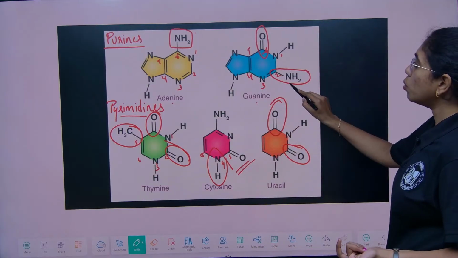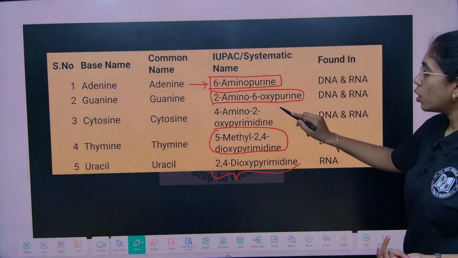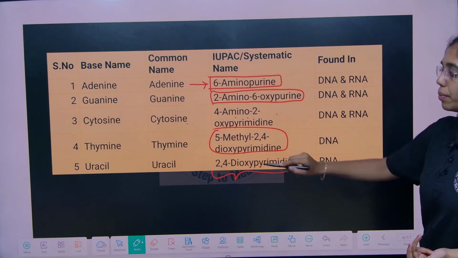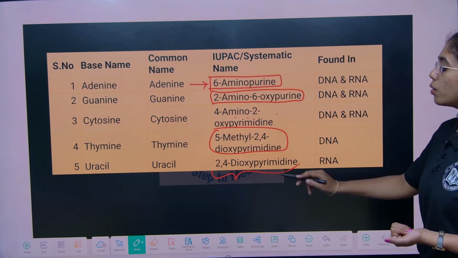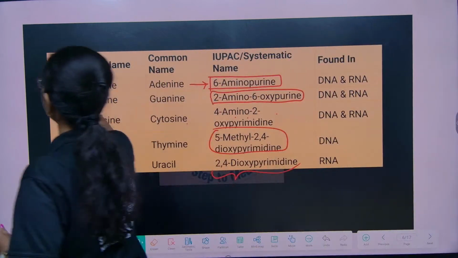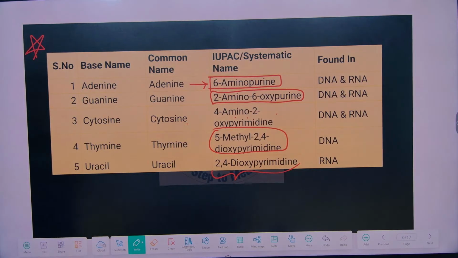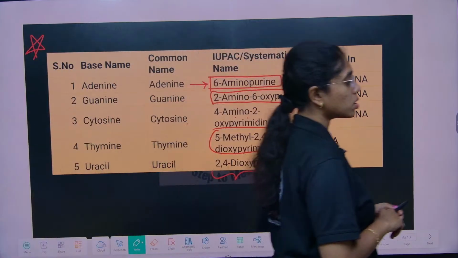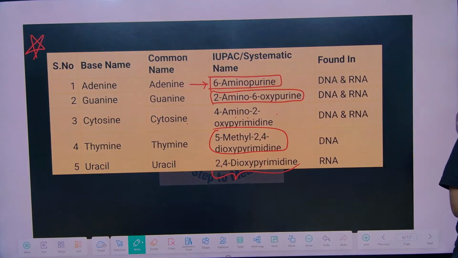Adenine is 6-aminopurine. Guanine is 2-amino-6-oxypurine. Cytosine is 4-amino-2-oxypyrimidine. Thymine is 5-methyl-2,4-dioxypyrimidine. Uracil is 2,4-dioxypyrimidine. Very important slide. The common names and the IUPAC names of the 5 nitrogen bases are very important. You can take a screenshot of this and revise it very often.